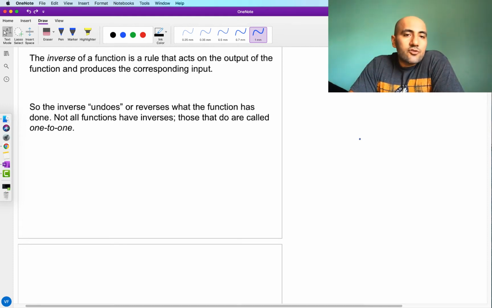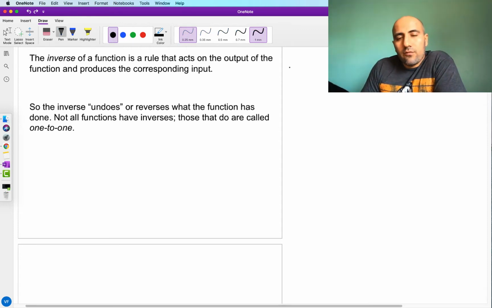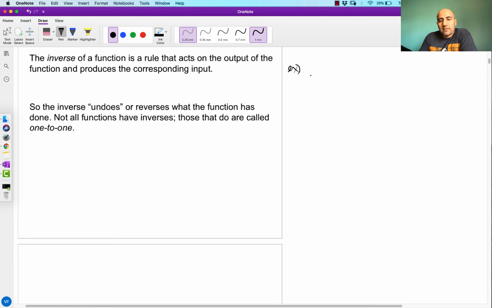The inverse of a function is a rule that acts on the output of the function and produces the corresponding input. Okay, so the inverse undoes or reverses whatever the function has done. So for instance, we're talking about cases like this. So for example, a quick little example.